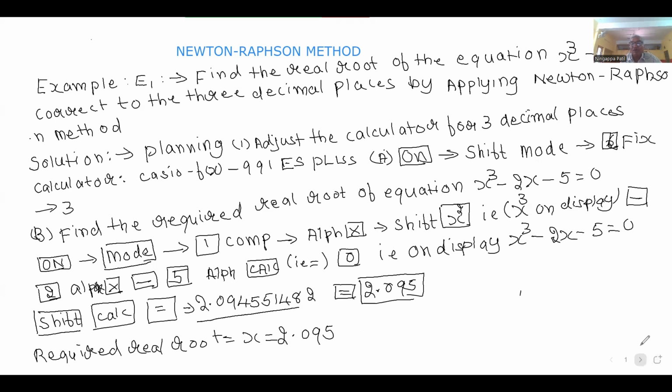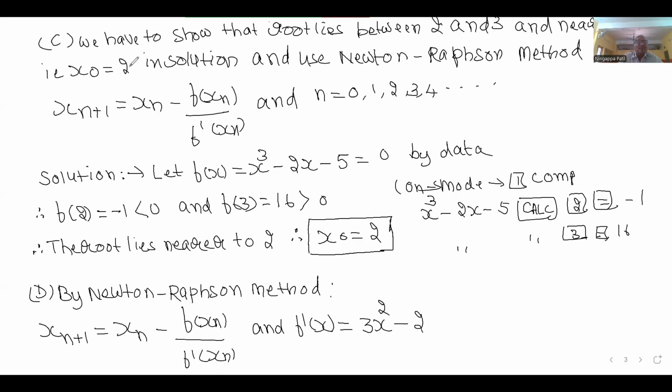Now we have to make a plan. We come to know that the root is 2.095, which means this root lies between 2 and 3. We have to show the examiner that the root lies between 2 and 3 and nearer to 2. Therefore, x0 equal to 2. Then, in the solution, we use the Newton-Raphson method.